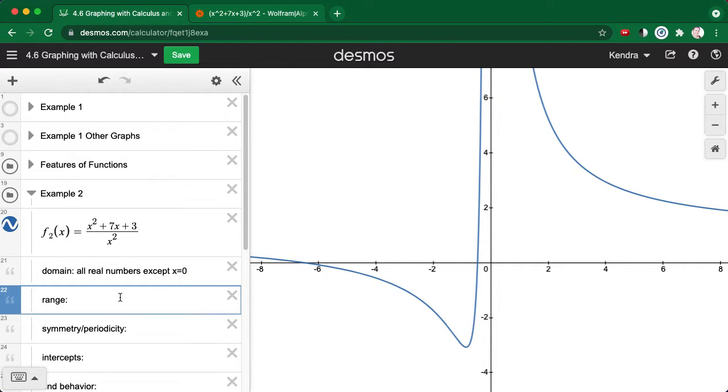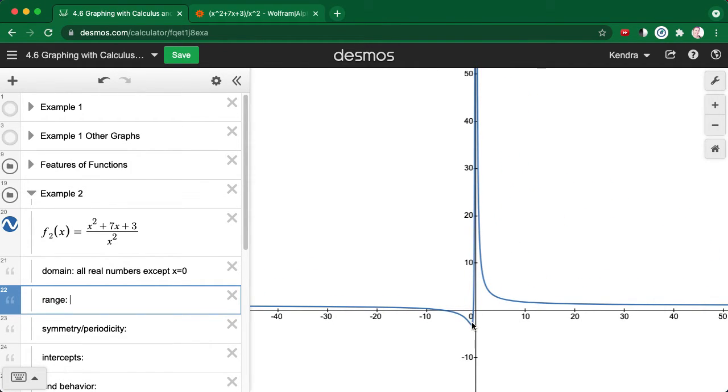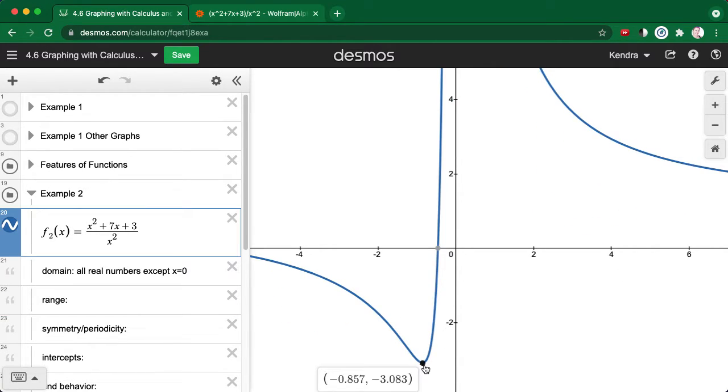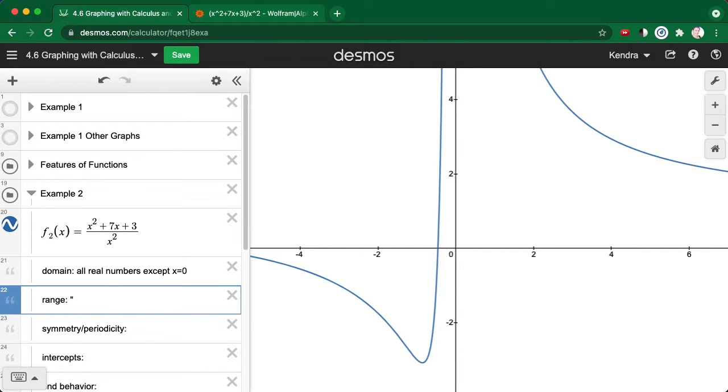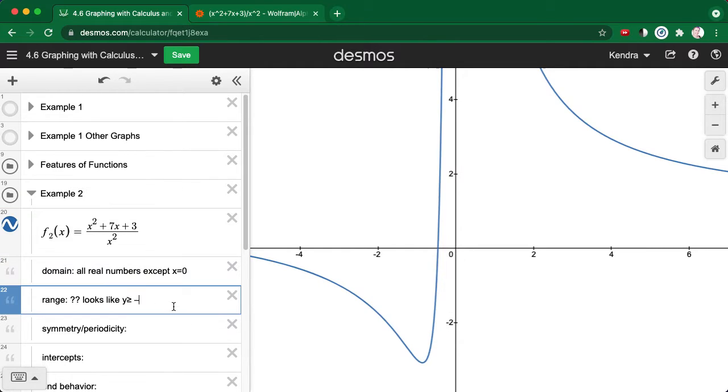The range, it looks very much like I get all y values greater than or equal to this lowest y value. This looks like a lowest y value, -3.083. But I'm going to put a question mark, and we're going to come back to this.